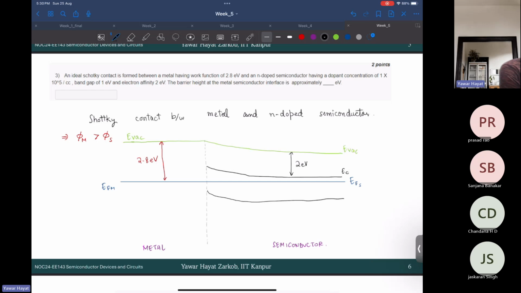Okay, fine. So I guess this is your 1 electron volt. Pardon, I guess this is not drawn to scale, but still, assume this is. Okay, so the barrier height at this interface is approximate. What is the barrier height? Can anyone point out what is the barrier height?